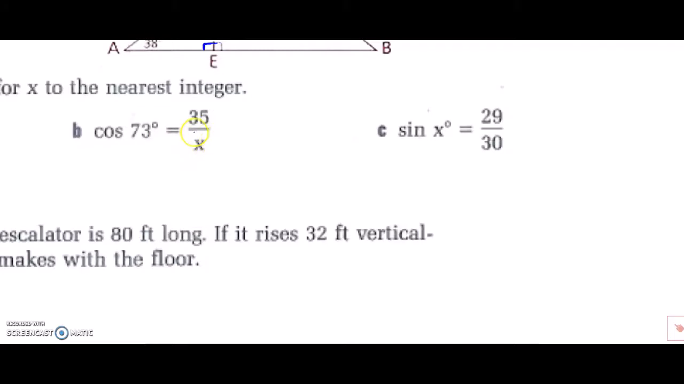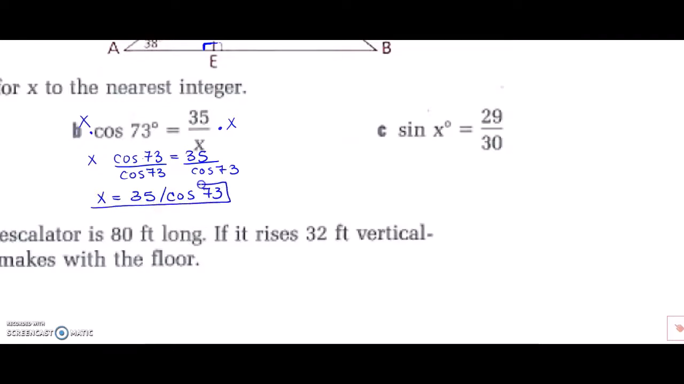Now, I need to isolate x, but right now x is in the denominator, so the first thing I'm going to do is multiply both sides by x. Then I have x times the cosine of 73 degrees equals 35. So now I'm multiplying, I need to divide both sides by the cosine of 73 degrees. So then my calculator ready form is x equals 35 divided by cosine of 73.